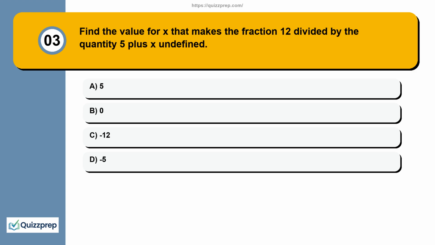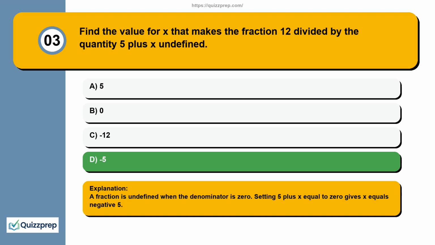Question 3. Find the value for x that makes the fraction 12 divided by the quantity 5 plus x undefined. 5, 0, minus 12, minus 5. A fraction is undefined when the denominator is 0. Setting 5 plus x equal to 0 gives x equals negative 5.